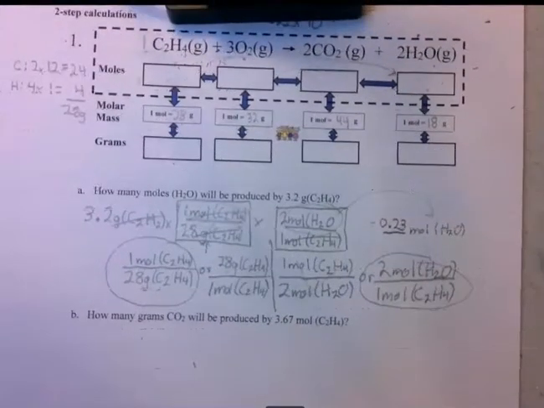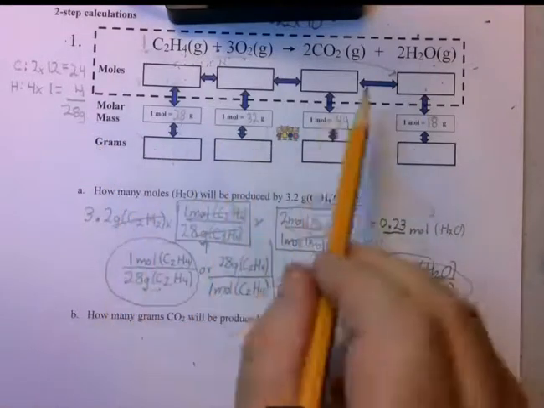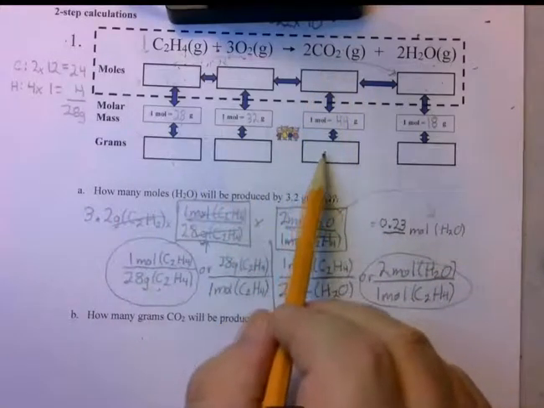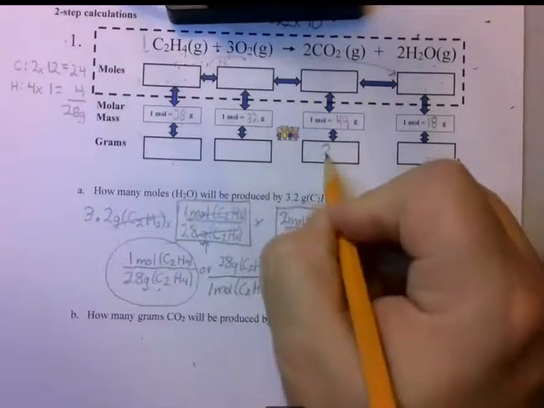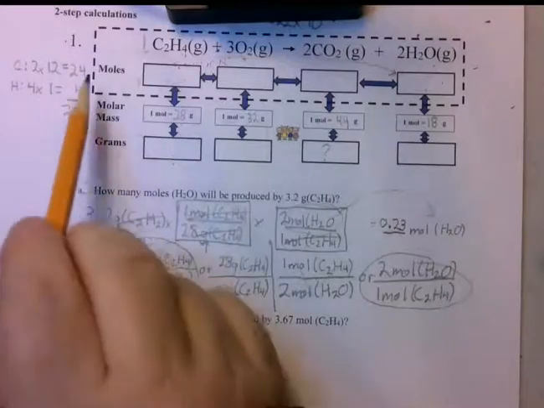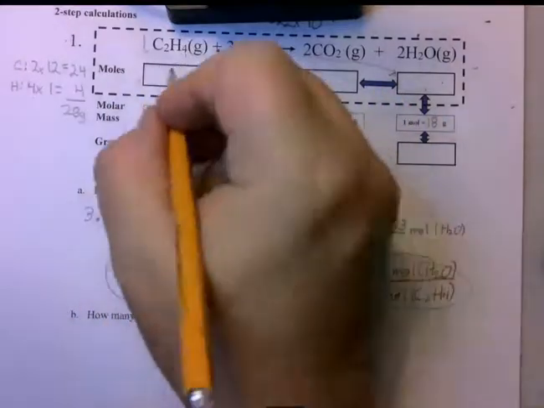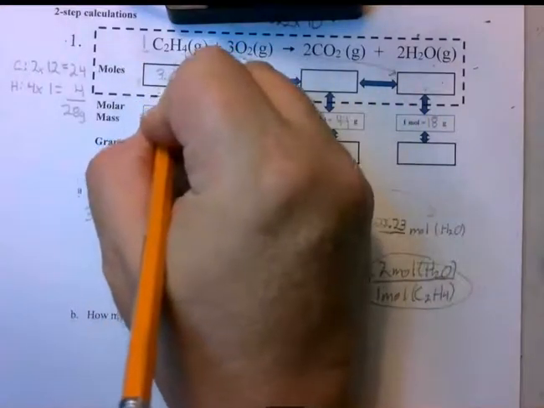Okay, so B. The question is, how many grams of CO2 will be produced by 3.67 moles of C2H4? So let's start with what we're looking for. We're looking for grams. So we come down here to the grams row, and we look for CO2. There's CO2, so we want that box right there. And it's asking us how many, so that's a question mark. Now it says it's going to be produced by 3.67 moles of C2H4. So we come over to the moles row up here inside the chemical equation, and there's C2H4. So we write 3.67.